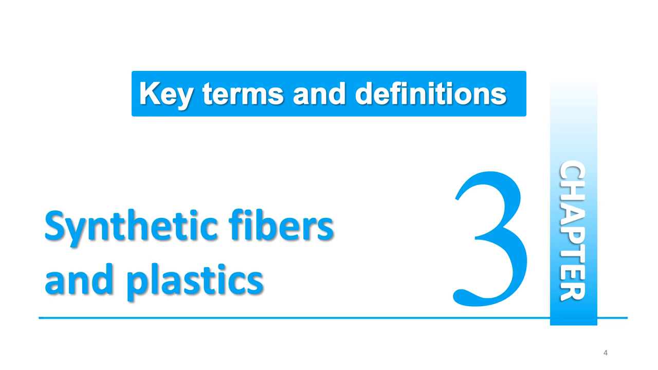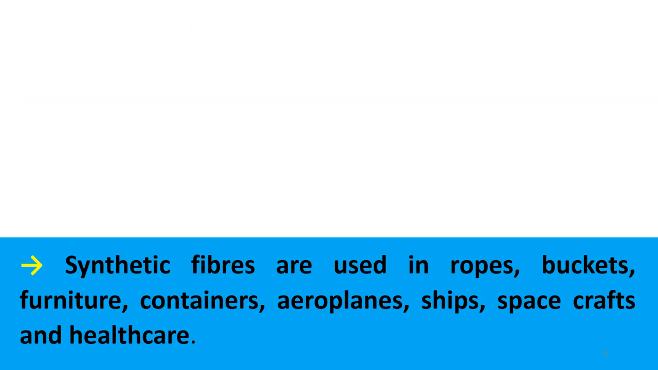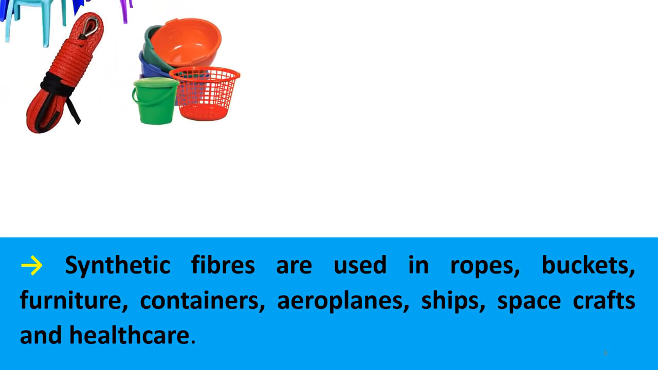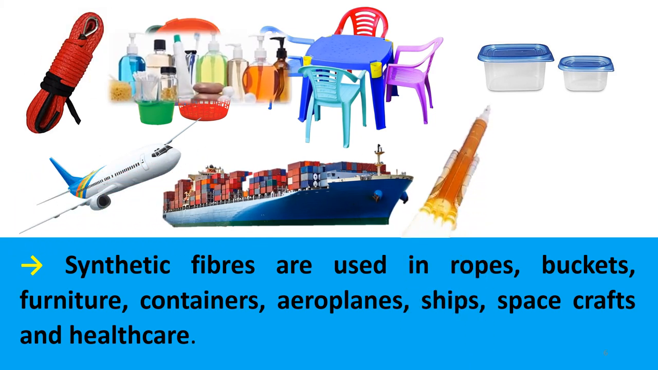Synthetic fibers and plastics. The first keyword is synthetic fibers. The fibers made from polymers by human beings are called synthetic or man-made fibers. Synthetic fibers are used in ropes, buckets, furniture, containers, aeroplanes, ships, spacecrafts, and healthcare.